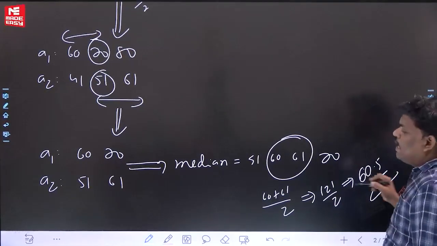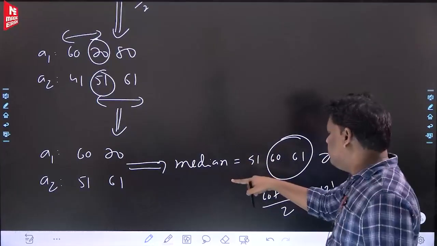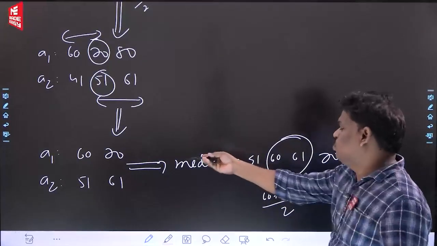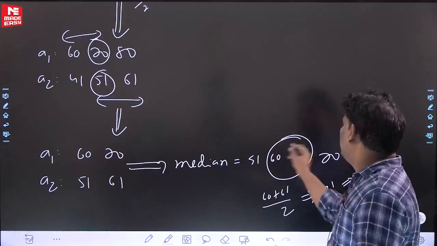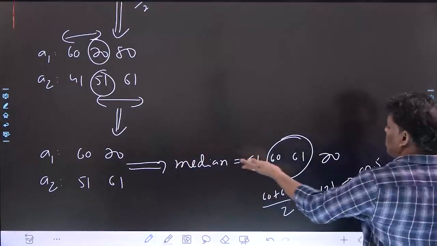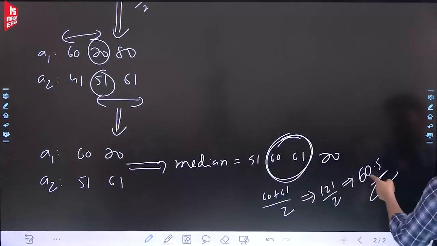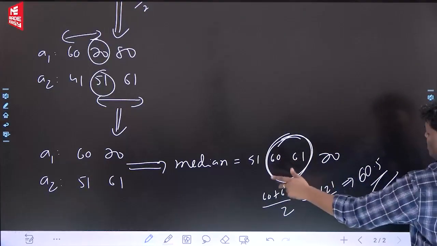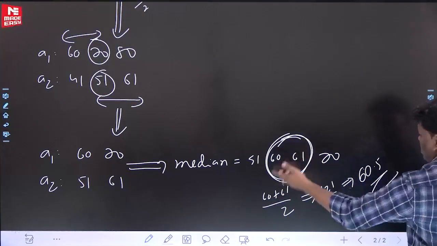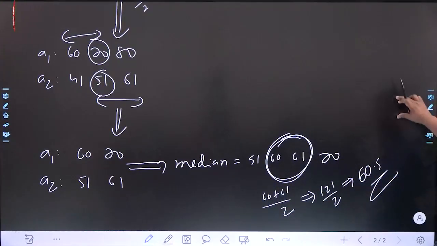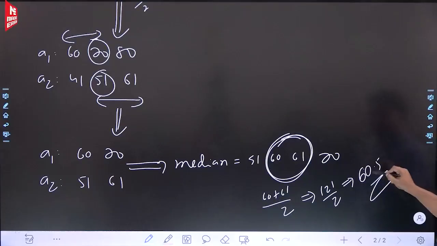60.5, like that. Until two elements remain, continue. Finally, because there are totally 4 elements, what will you do? Sort one time. I think sorting 4 elements will take constant time. Take the middle ones. Since there are 2 middles, just take the average of both of them, 60.5. So the median of these two sorted arrays is going to be 60.5.